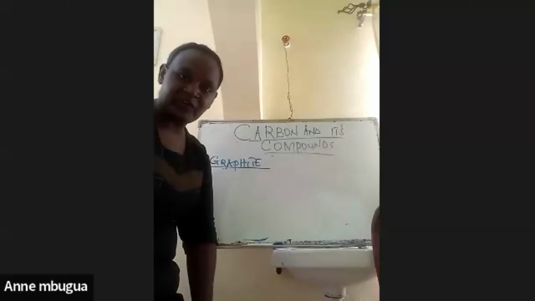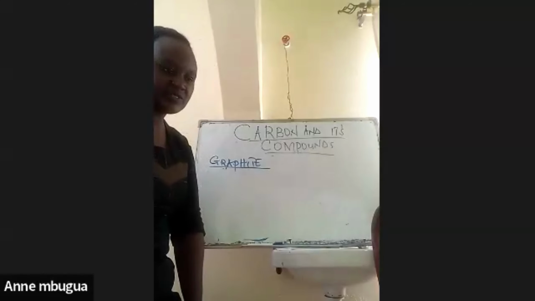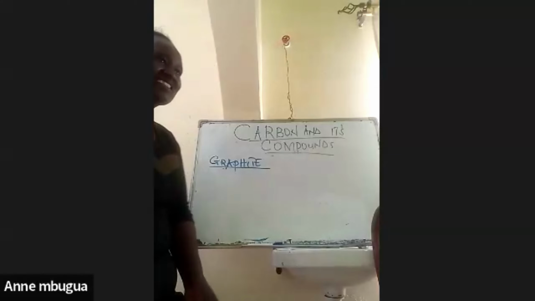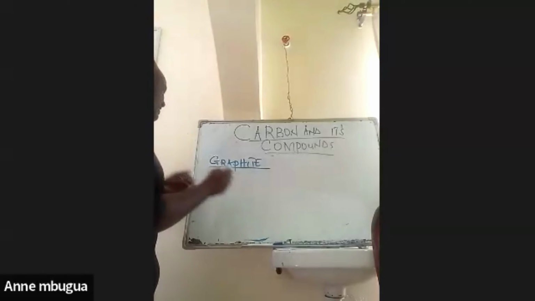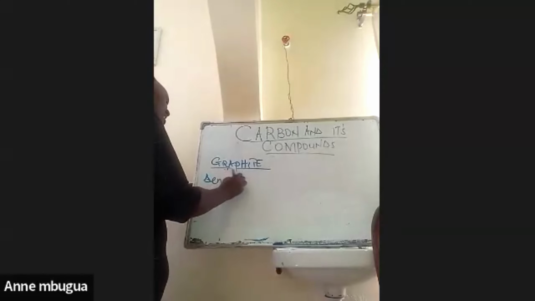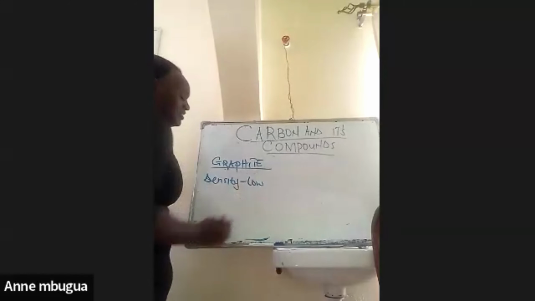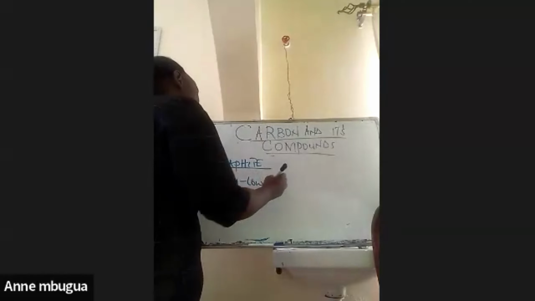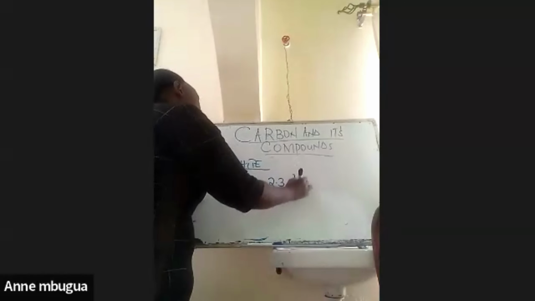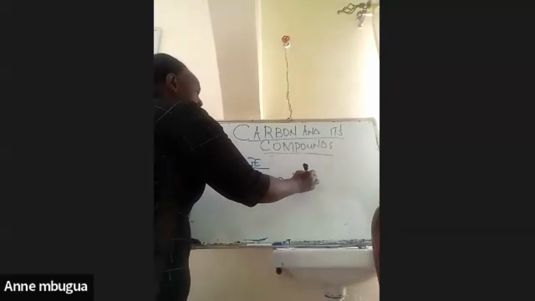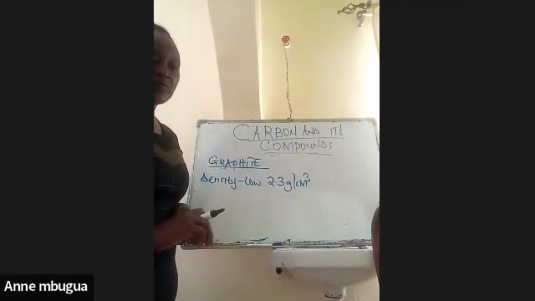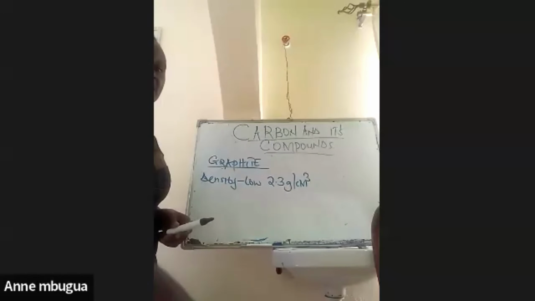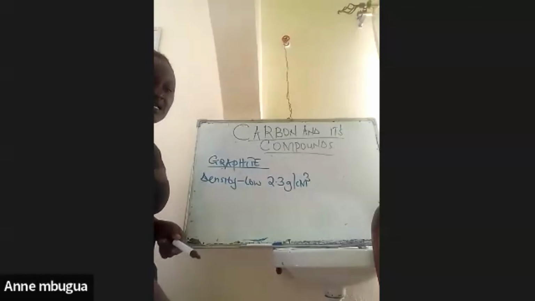The other property of graphite that I'm going to highlight is its density. The density of graphite is relatively low compared to that of the diamond. Graphite has a low density of around 2.3 grams per centimeter cube.